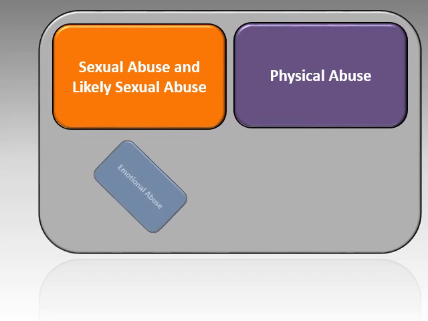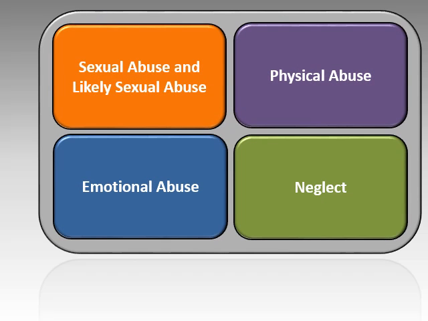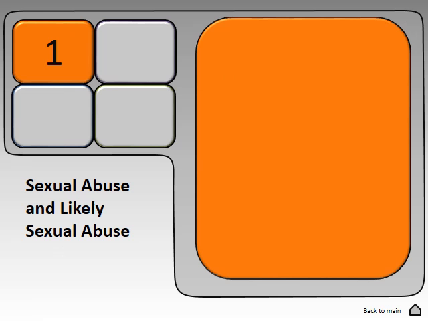Abuse types can be divided into 4 different categories: sexual abuse or likely sexual abuse, physical abuse, emotional abuse, and neglect. Let's look at each type of abuse more closely.